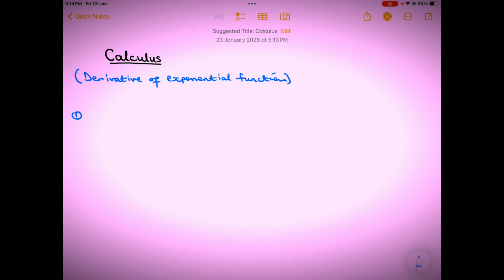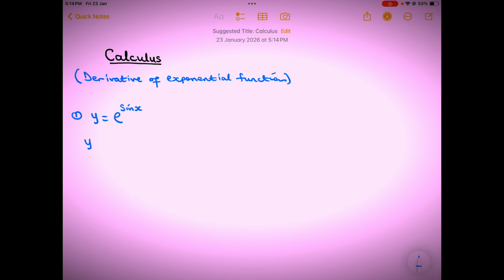Question 1, you are given the function y equals e to the power of sine x. So how do we take the derivative of this function?